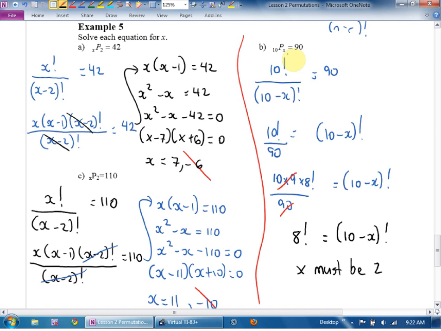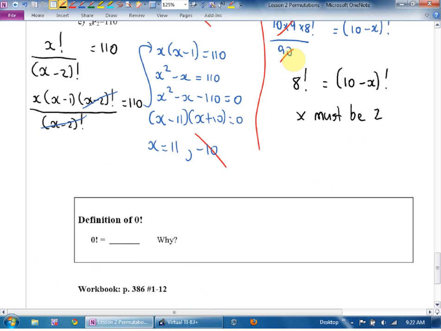What is 0 factorial? Try it on your calculator. It's not 0, which is kind of... Huh? Not 0. What is it? Okay, it's defined as 1. It's programmed in.